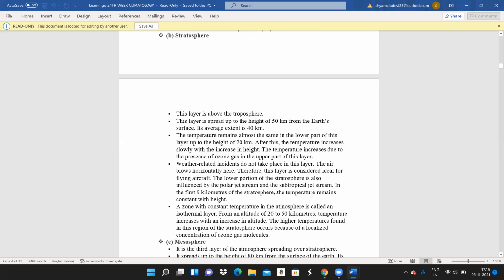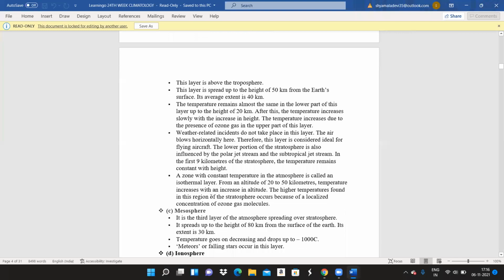In the first 9 kilometers, the temperature remains constant with height. A zone with constant temperature in the atmosphere is called an isothermal layer. The higher temperatures found in this region of the stratosphere occur because of the localized concentration of ozone gas molecules. These are all extra points, but the main points are those which I explained just now.